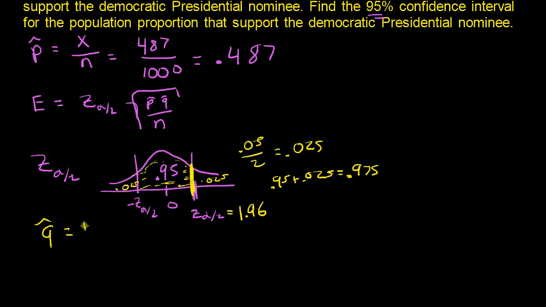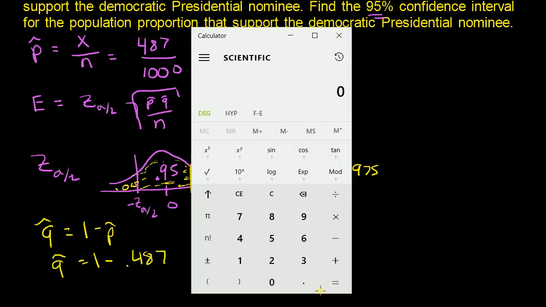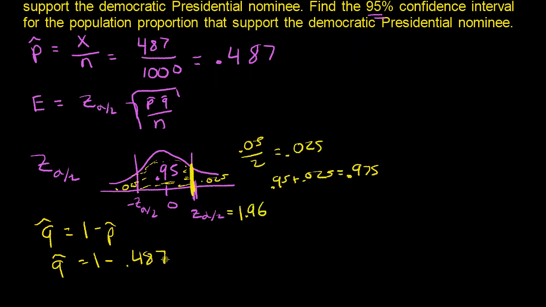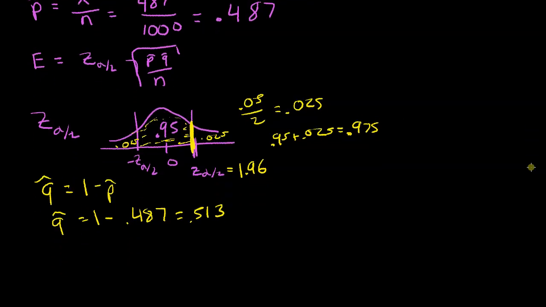So Q hat would be 1 minus whatever P hat is. So Q hat will be 1 minus 0.487. Let's go ahead and pull out our calculator for that. 1 minus 0.487 is 0.513. So Q hat equals 0.513. Now I have everything I need to calculate the margin of error, or E.